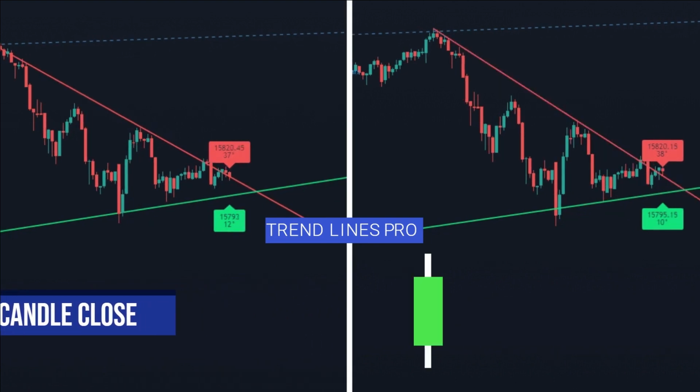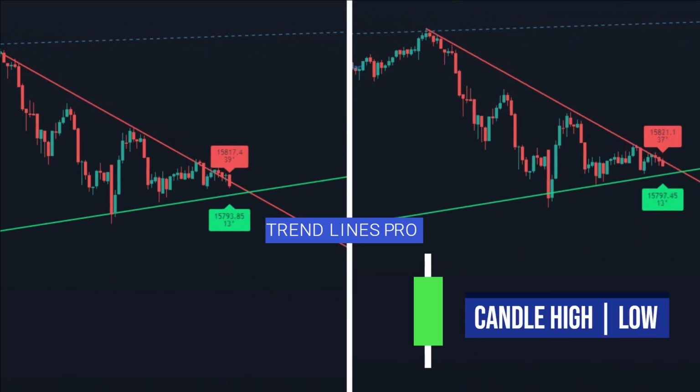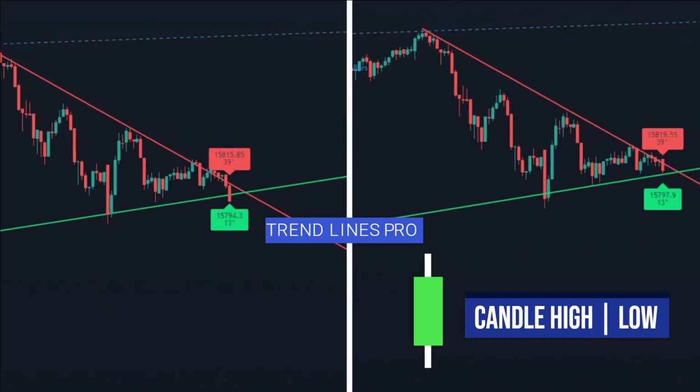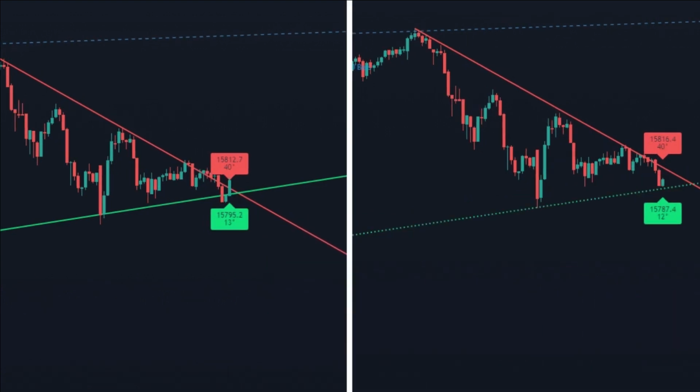On the other side, the wicks on the candle show how far the price went in one direction, before the market participants decide to reverse the direction. Highs and lows on a candle are the maximum and minimum prices that market participants are willing to pay.